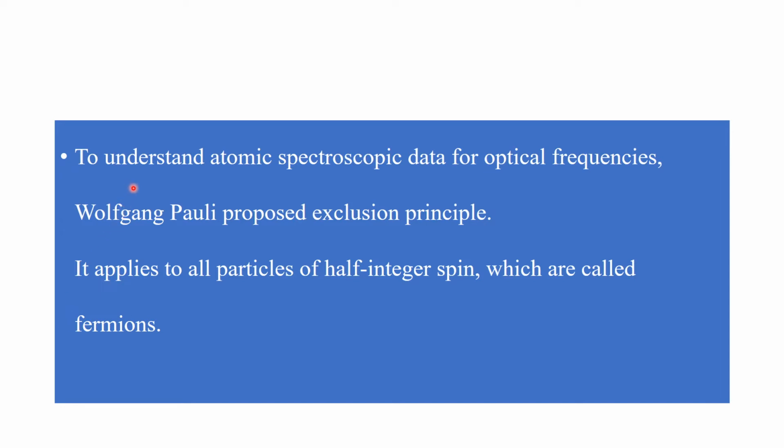To understand atomic spectroscopic data for optical frequencies, Pauli proposed the exclusion principle. The exclusion principle can be applied to particles with half integral spin, which are called fermions.